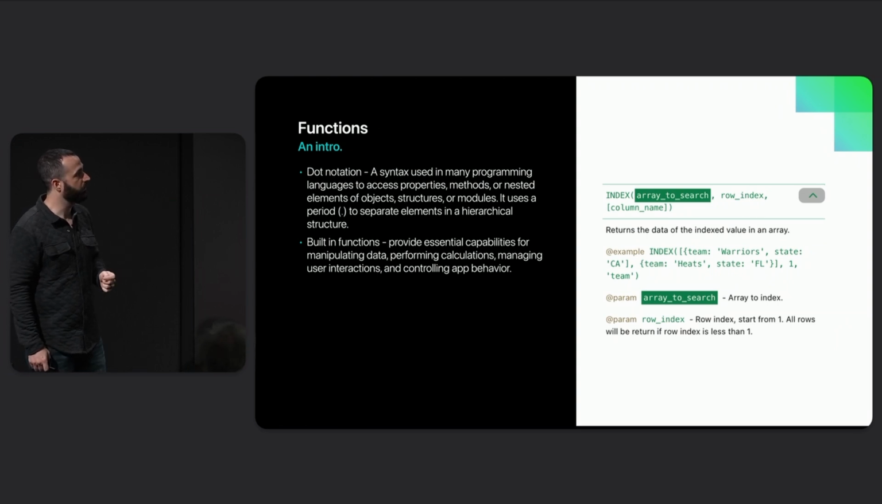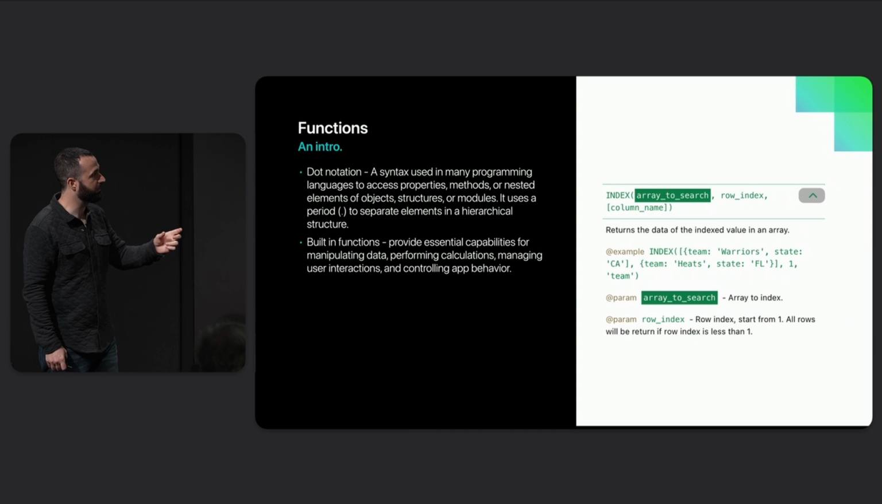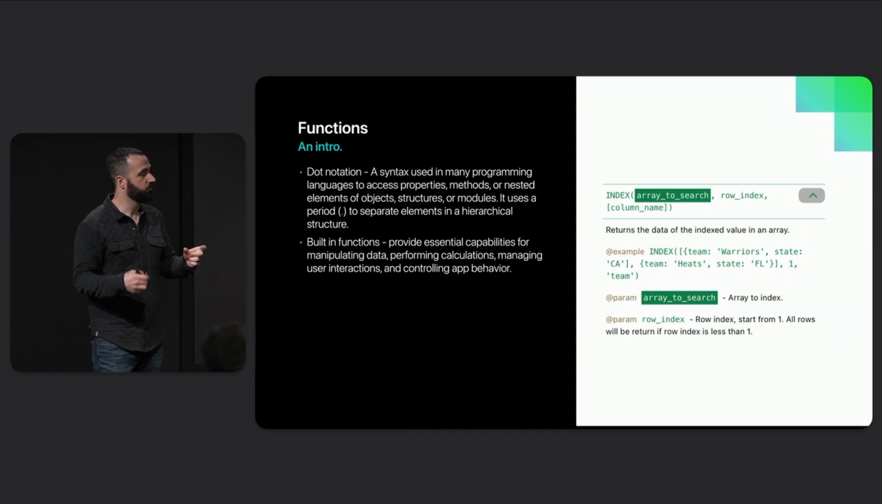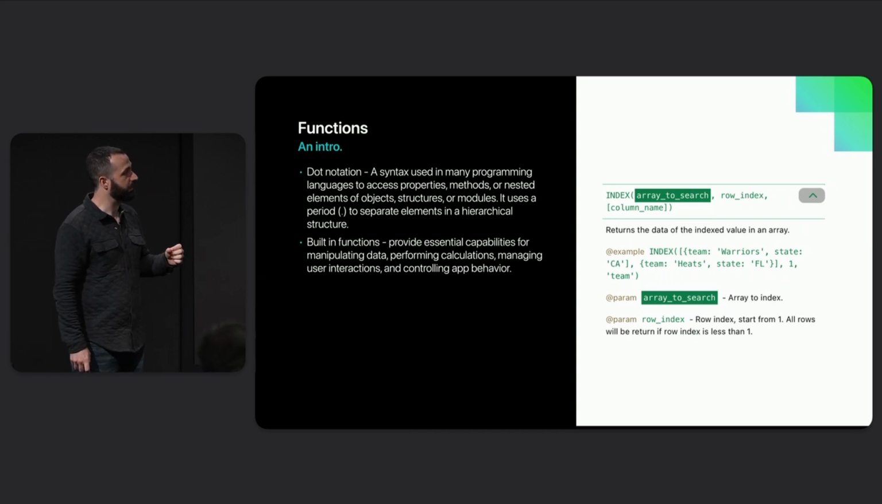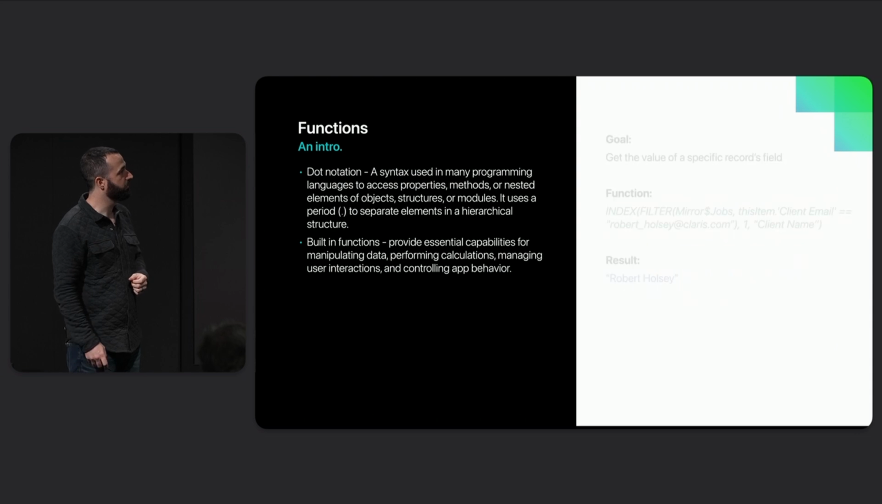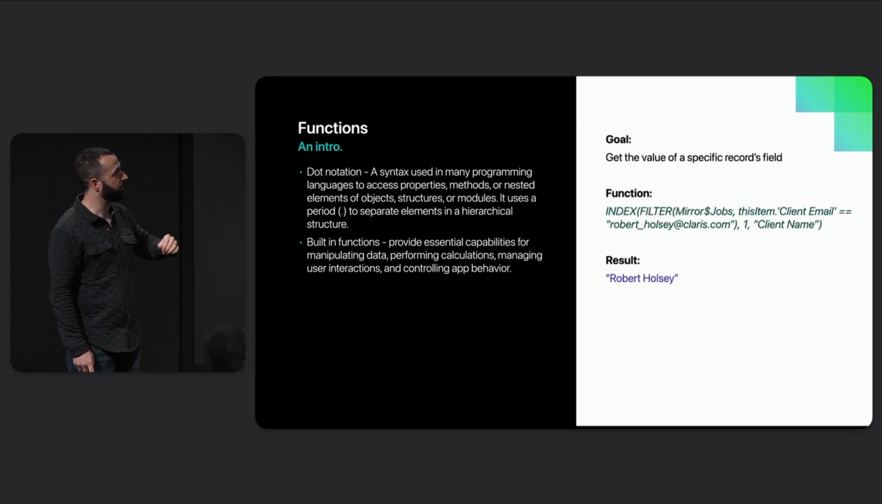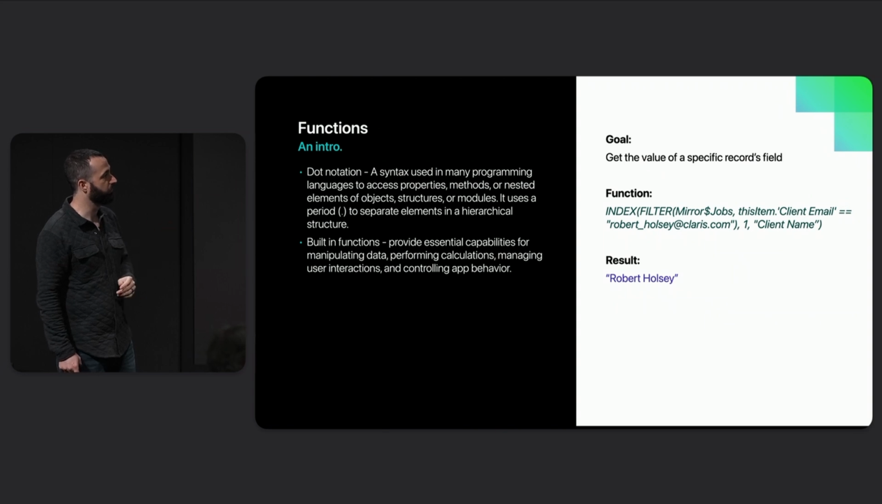So I'm going to use the index function. This takes in an array. You provide a row and then a column name, and it'll return a result. So in this example, again, we want to get the value of a specific record's field. So now I'm combining these two things. I'm doing an index. The array that I'm passing in is the results of that filter, and I want to get the first row because I know I'm only going to have one returned, and then the client name, which is the name of the field, which returns my name.